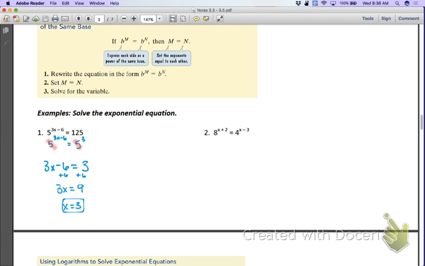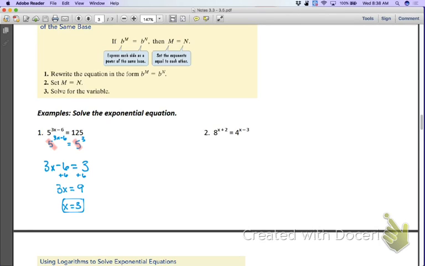Then it just becomes making sure that whenever I put it back in, if I go 3 times 3, I have 9. 9 minus 6 is 3. 5 to the third is 125. So everything works out.